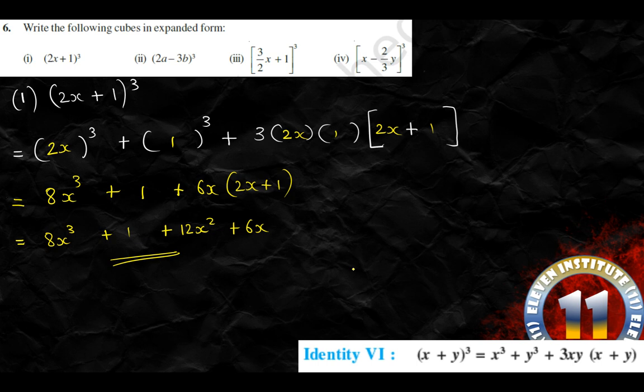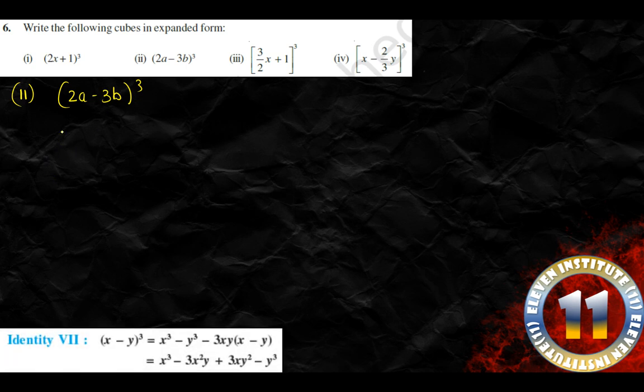Alright, I hope you have written this. Let us now move to second question. That is 2a minus 3b the whole cube. We shall write over here. 2a minus 3b the whole cube. Now this resembles x minus y the whole cube. So we will first create the brackets. x cube minus y cube minus 3 into x into y whole multiplied by x minus y.